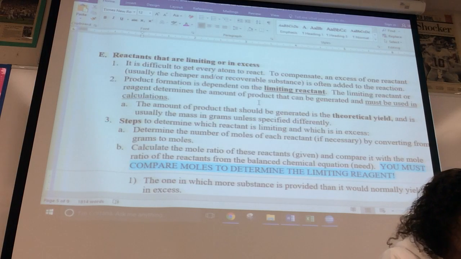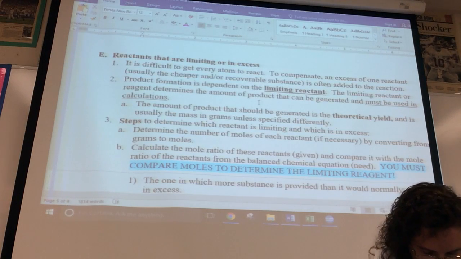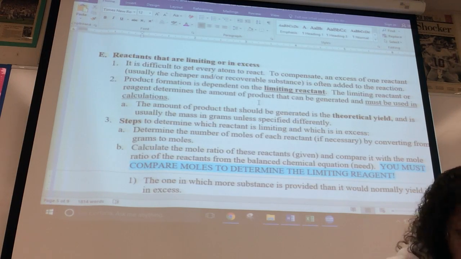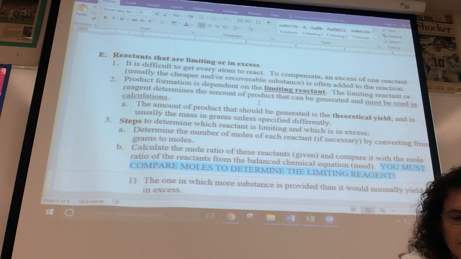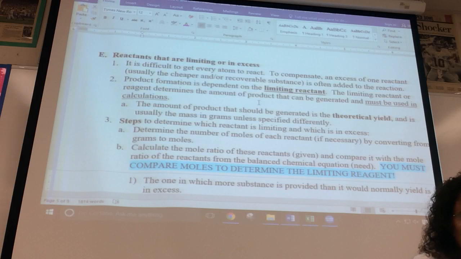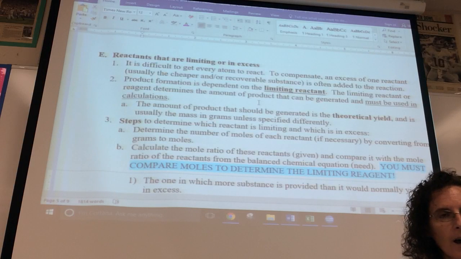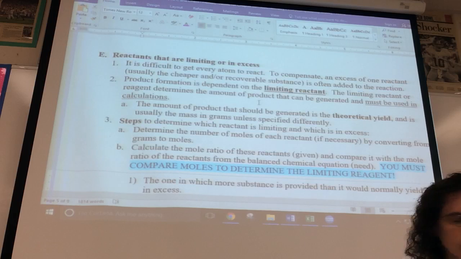The reason why you have limiting and excess reagents is because in a chemical reaction, it's very difficult to get every single atom to react. And so typically, one of the reactants is in excess. There'll be some left over. The other is limiting. It will be used up completely.